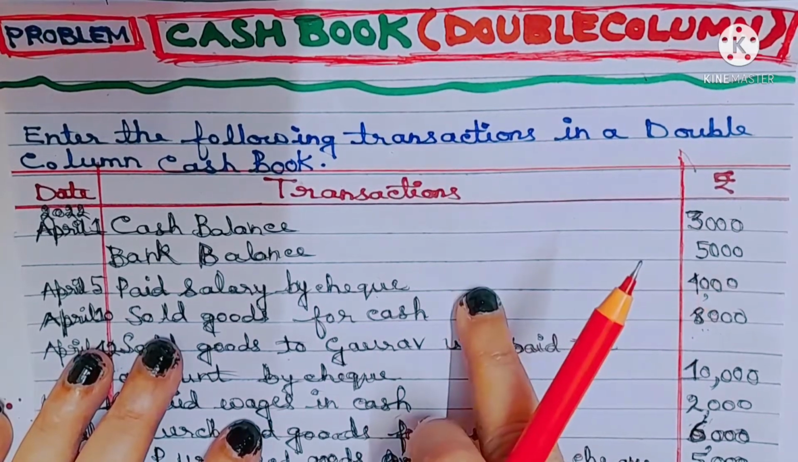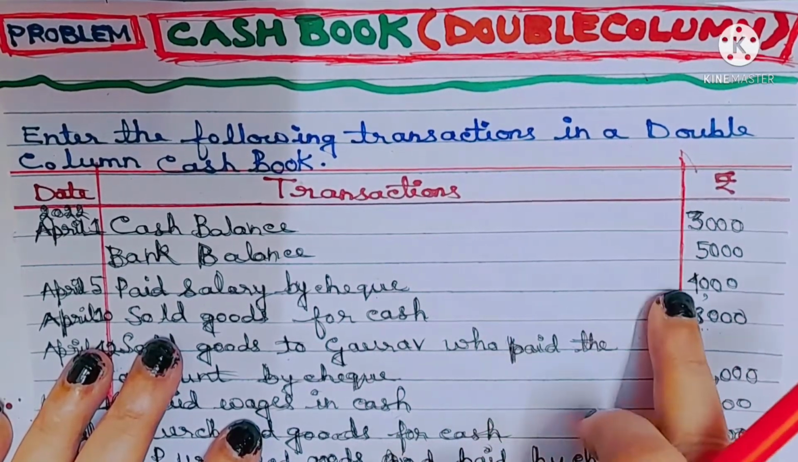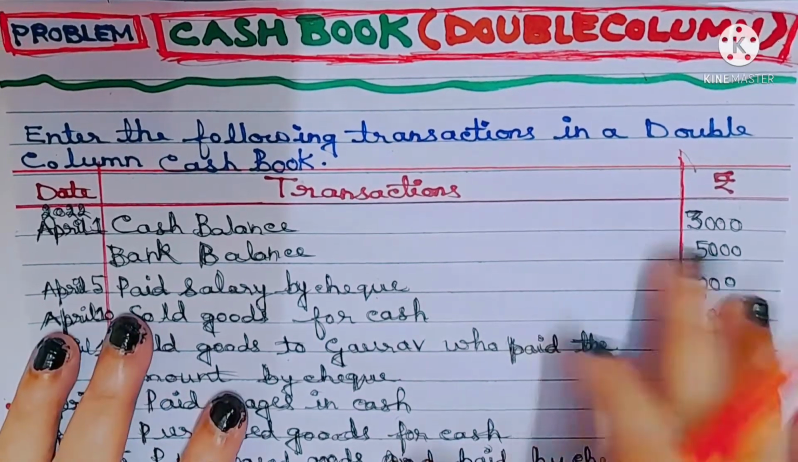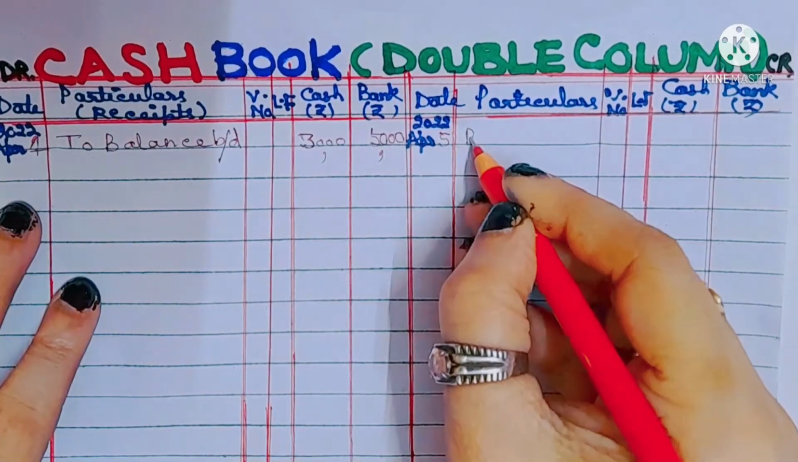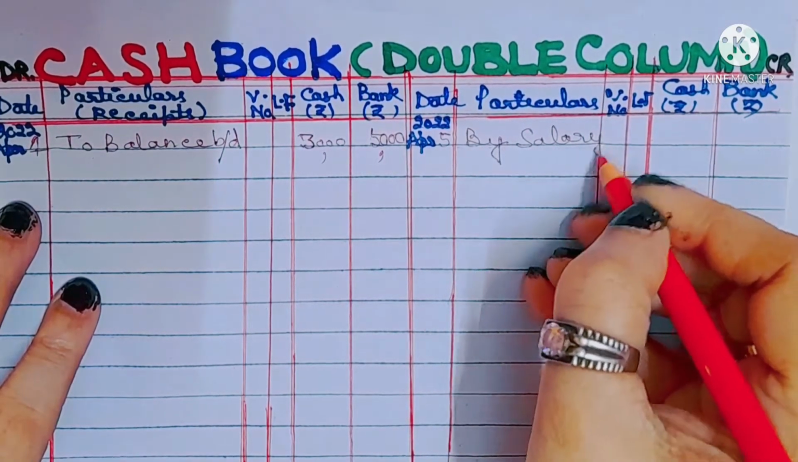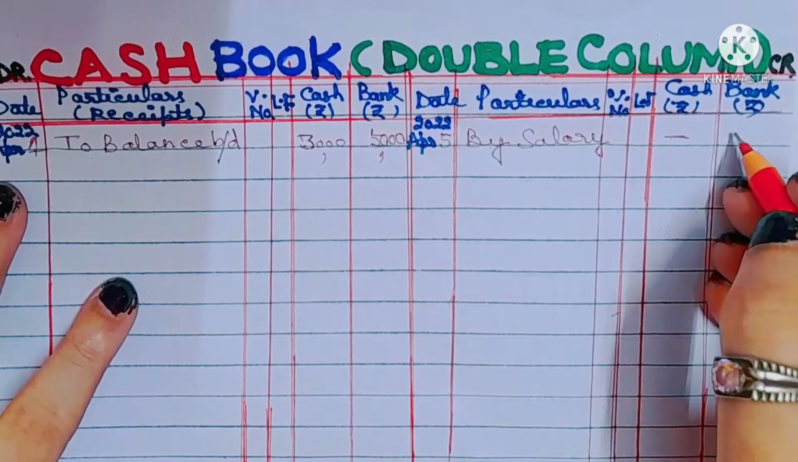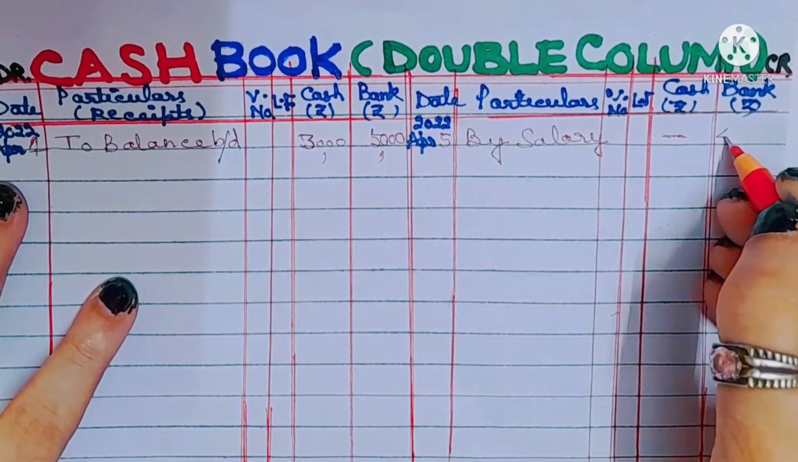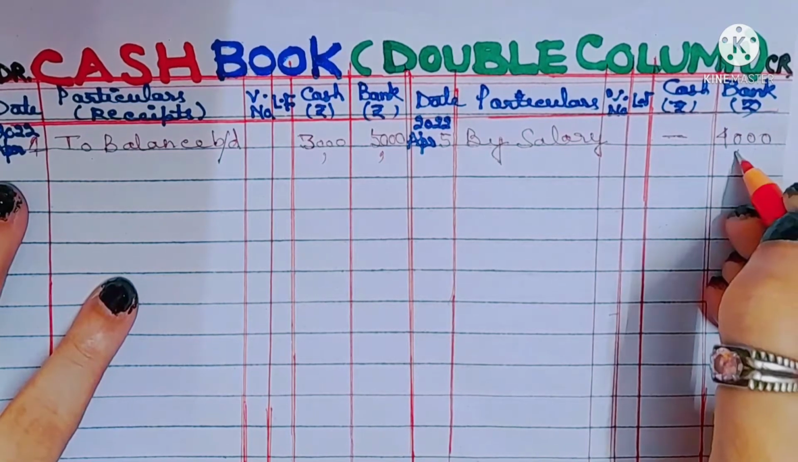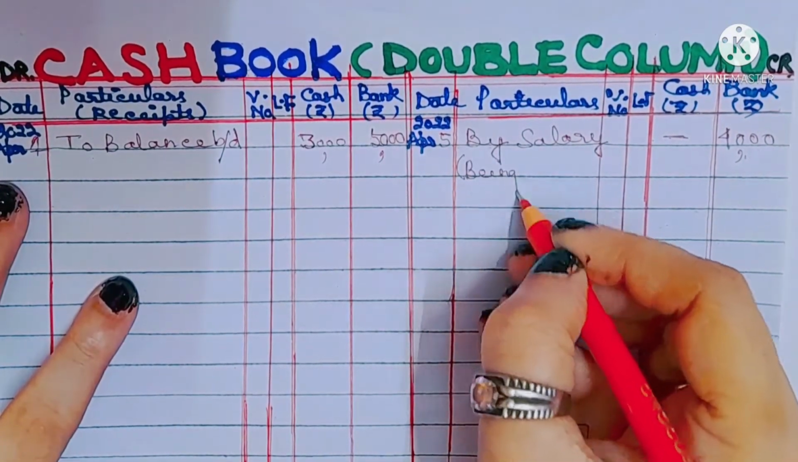So we'll have to write by bank account in the cash book on the credit side 4,000. Okay, so let's write 5th April by salary account, paid by check. So it will appear in the bank column. How much? 4,000. Okay, narration will be being salary paid.